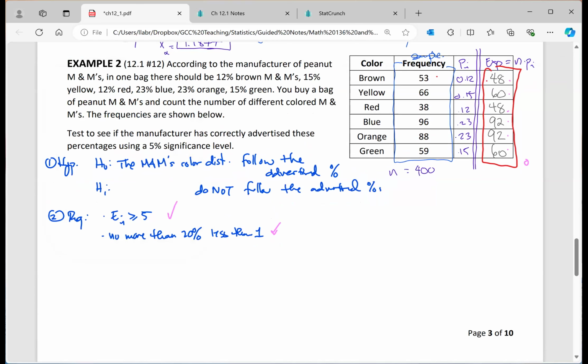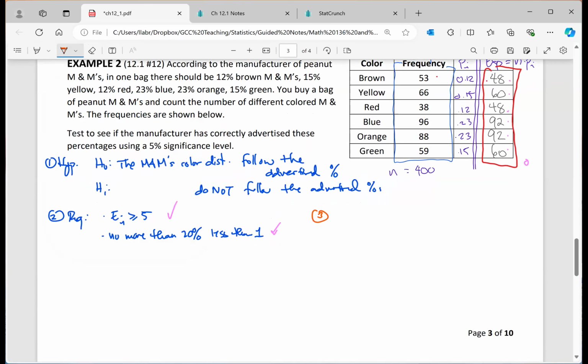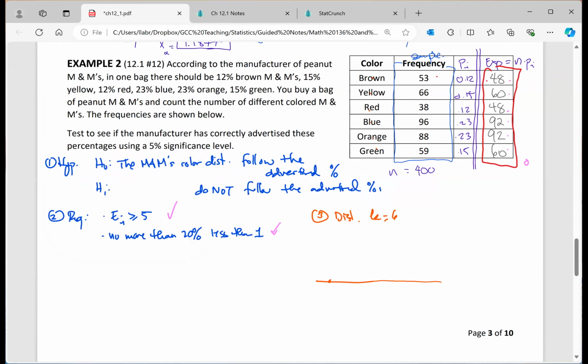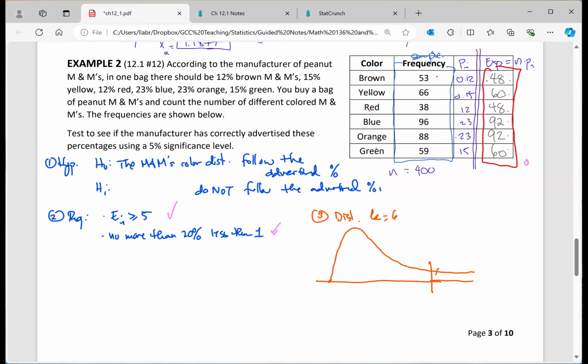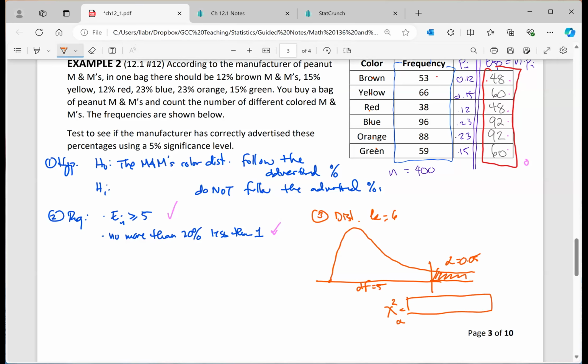So we have hypothesis and requirements. The last one is my distribution. How many categories are in this case? 1, 2, 3, 4, 5, 6. So we can do our chi-square distribution. We're always going to be doing a right tail test. And the degrees of freedom here is 5. So go ahead and find the critical value.